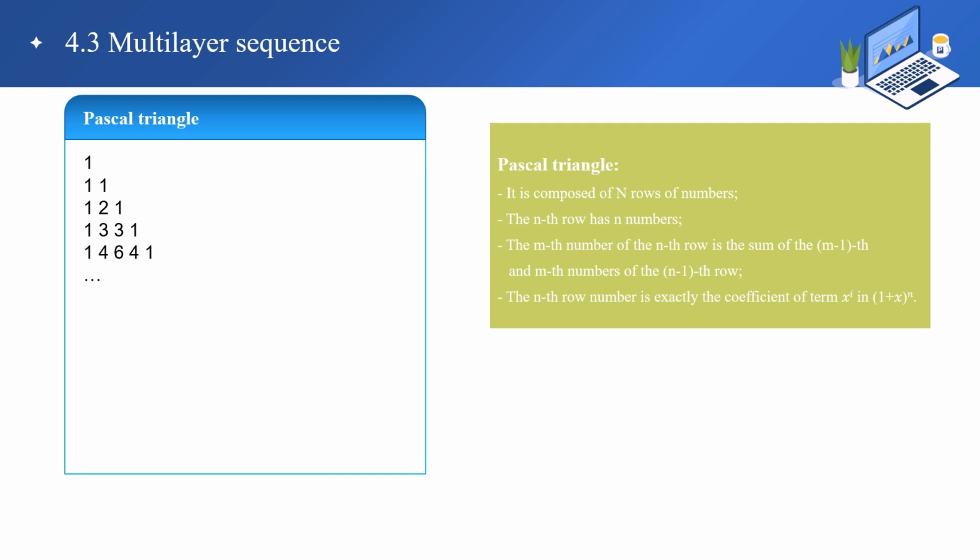The mth number of the nth row is the sum of the (m-1)th and mth numbers of the (n-1)th row. The nth row number of Pascal triangle is exactly the coefficient of term x to the power of i in (1+x) to the power of n.